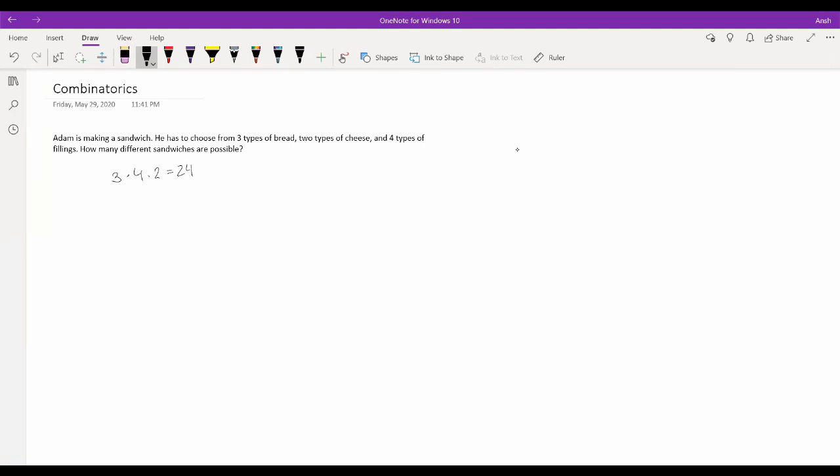So this basically highlights the property called the multiplication principle, which means that the total number of ways to do 2 independent events is the product of the number of ways to do each of them individually.